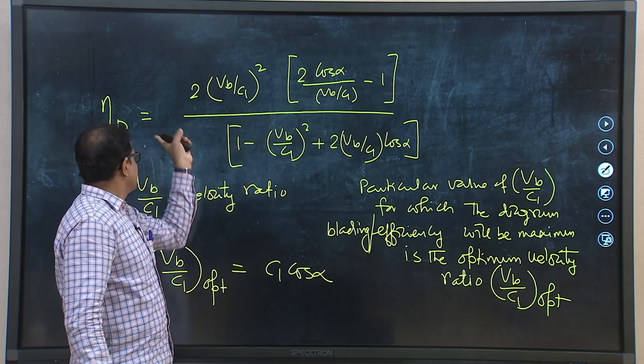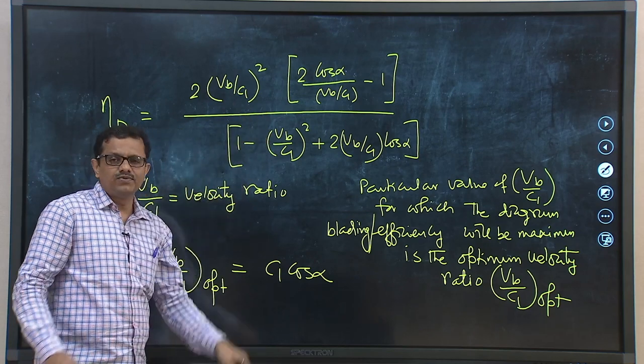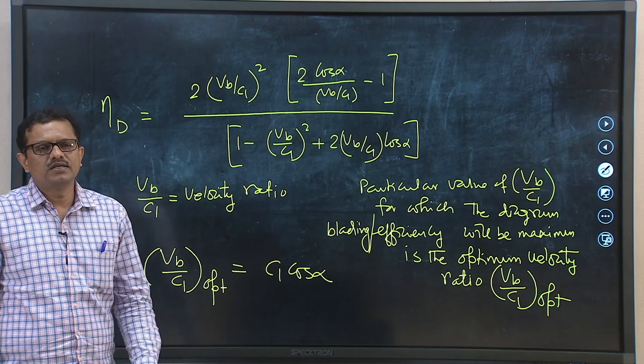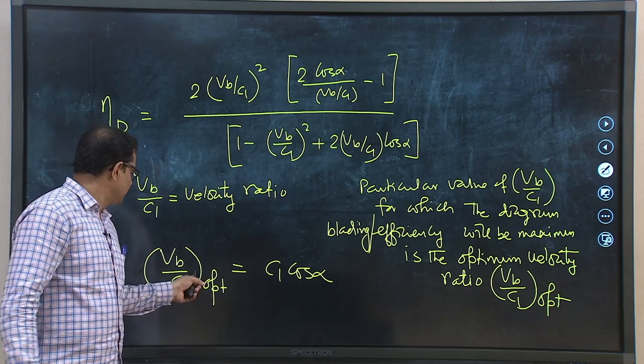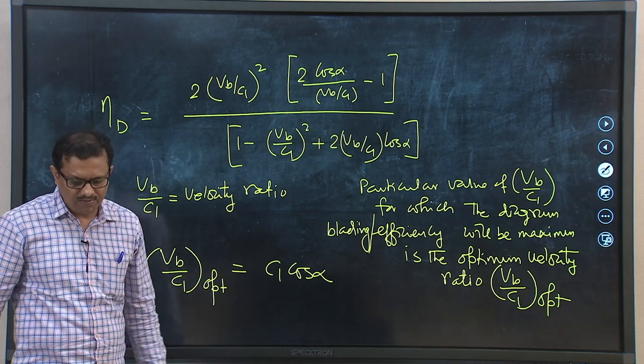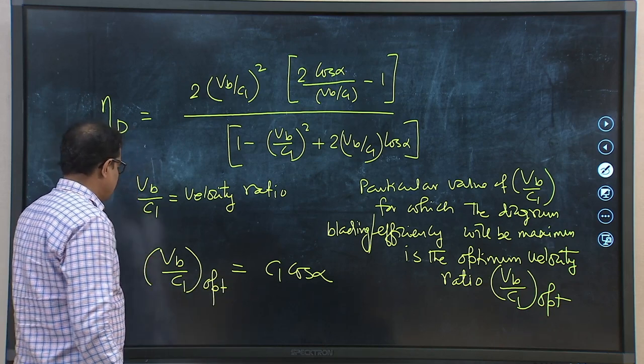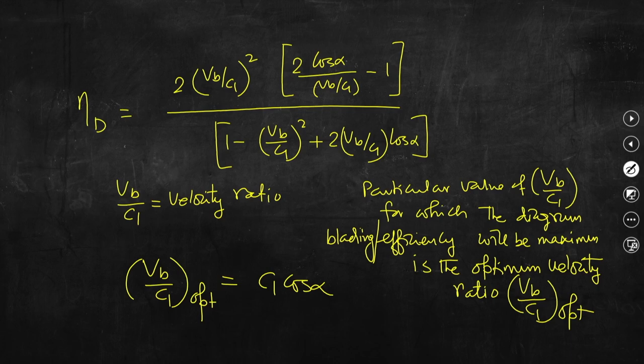So, if you differentiate eta d with respect to Vb by C1 and then equate it to 0, then we will get Vb by C1 optimum equal to cos alpha 1. And then eta d maximum, the maximum diagram efficiency, will be equal to 2 cos square alpha by 1 plus cos square alpha. So, let me write here in the next slide.